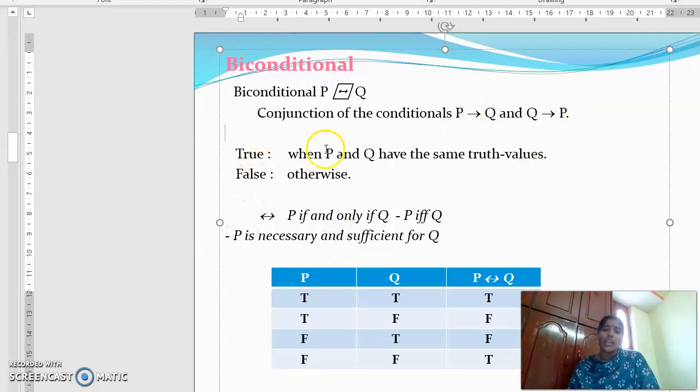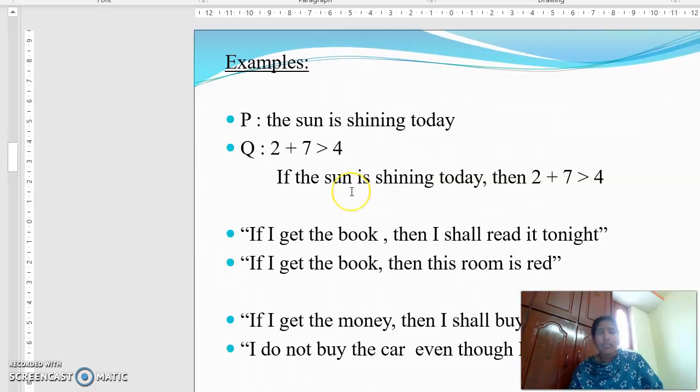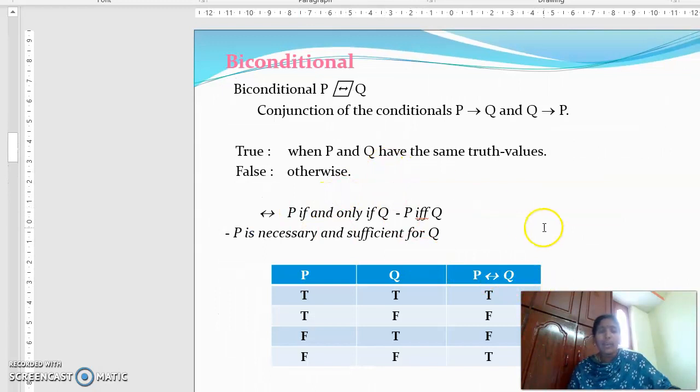Okay. So the truth table here also, we are having the two statements P and Q. The truth table of the biconditional is nothing but, if both values are true, it is true, and if both values are false, it is true. If one is true and one is false, it is false, and if one is false and one is true, it is false. So the truth table of the biconditional is this one.